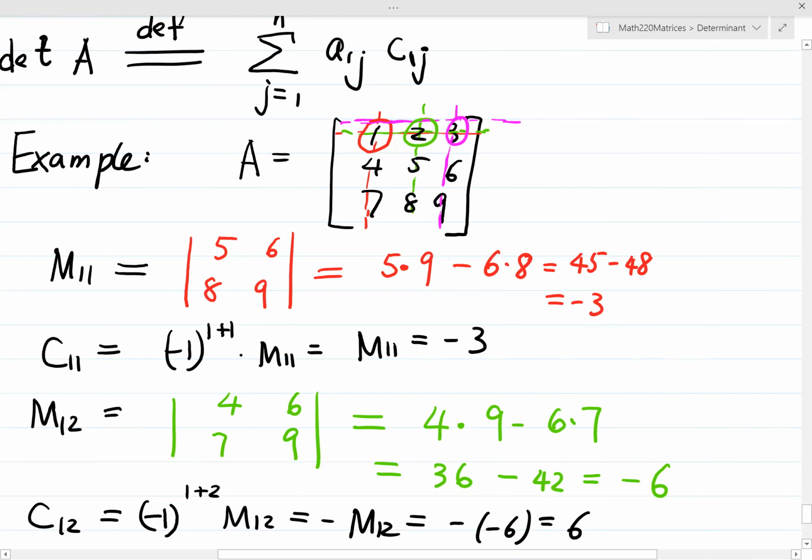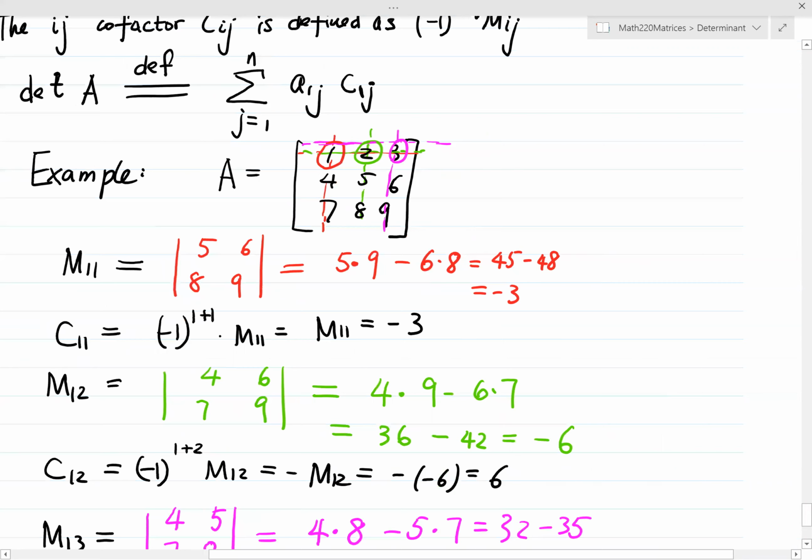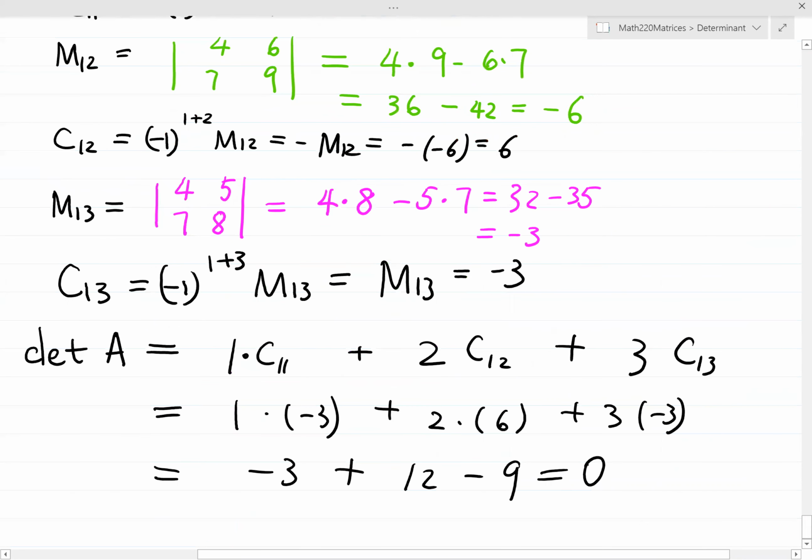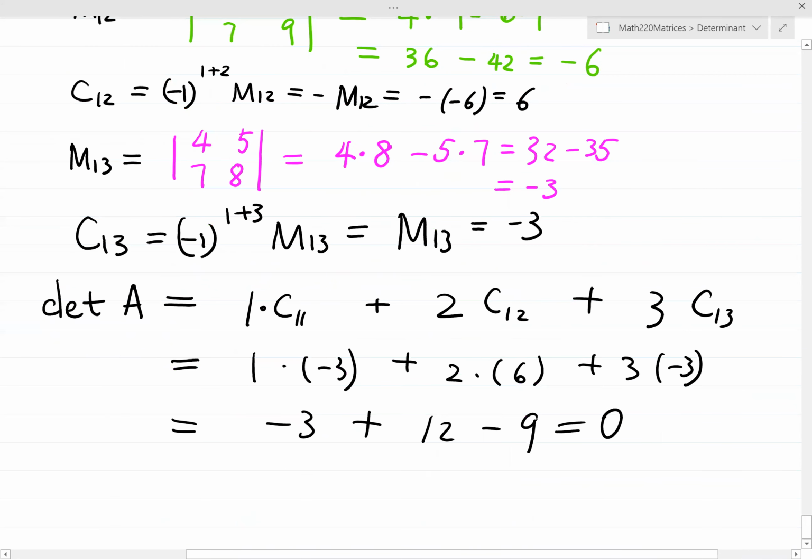Why do you get a 0 here? Let's see if I had any mistake. Okay, C13 is negative 3. Yeah.